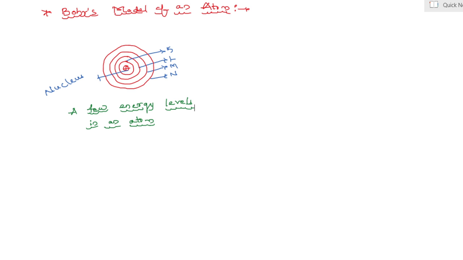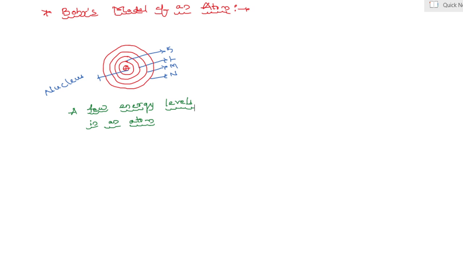Finally, Rutherford's model of an atom and observations of the Rutherford model of an atom and conclusions based on the Rutherford experiment, and finally we discussed limitations of the Rutherford model of an atom.